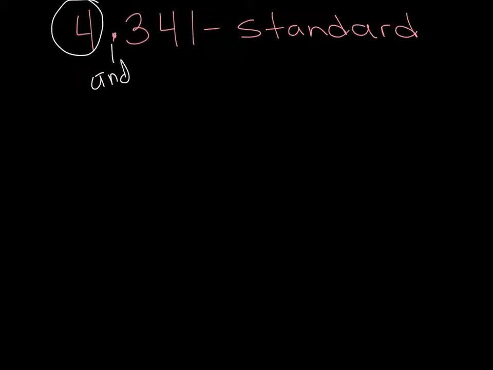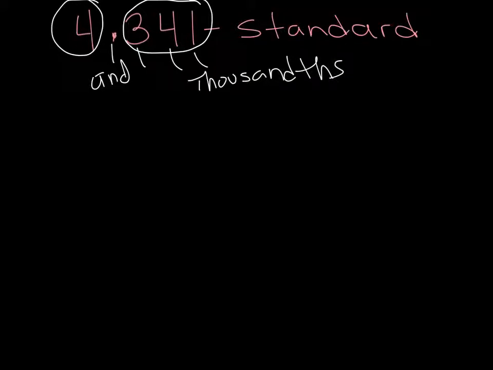And then we look at the entire number behind the decimal, and we read the whole thing that we see, 341. We know our place values are tenths, hundredths, thousandths, so we have to say the place value of the last digit, so we're going to say thousandths. Let's read it one more time together. 4 and 341 thousandths. This is how you say the number.